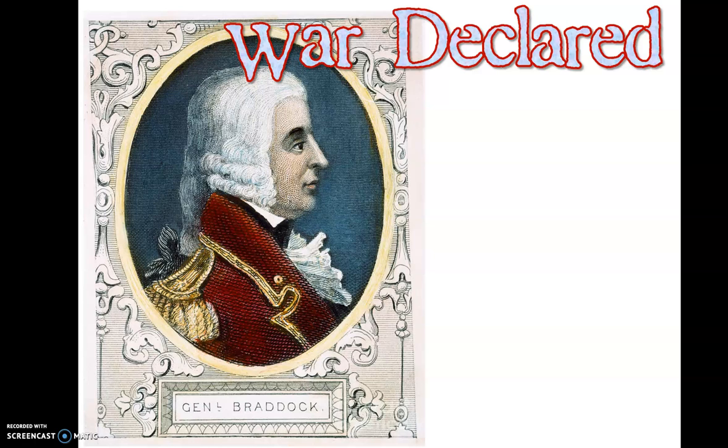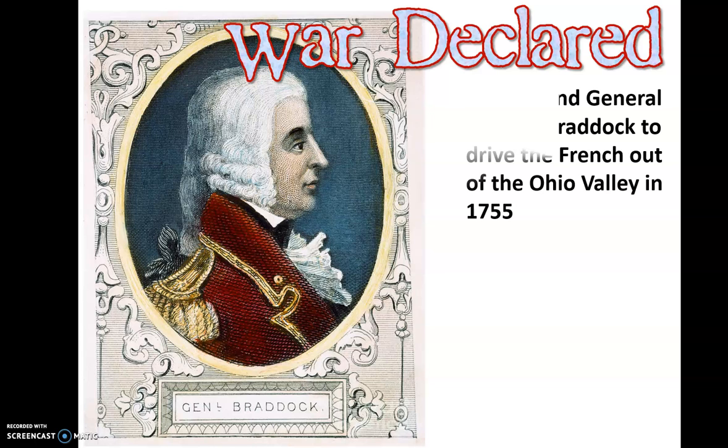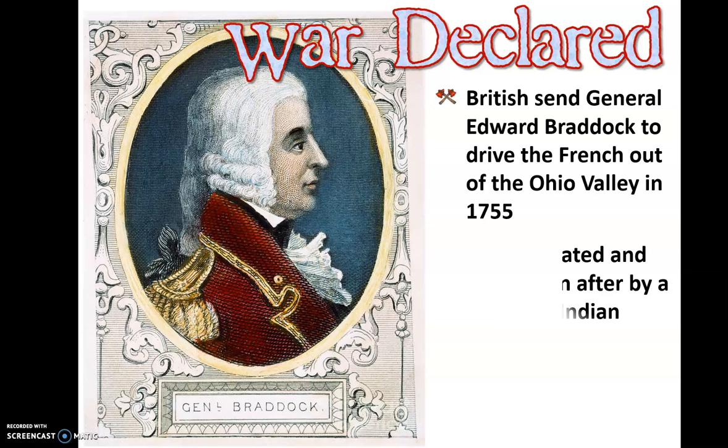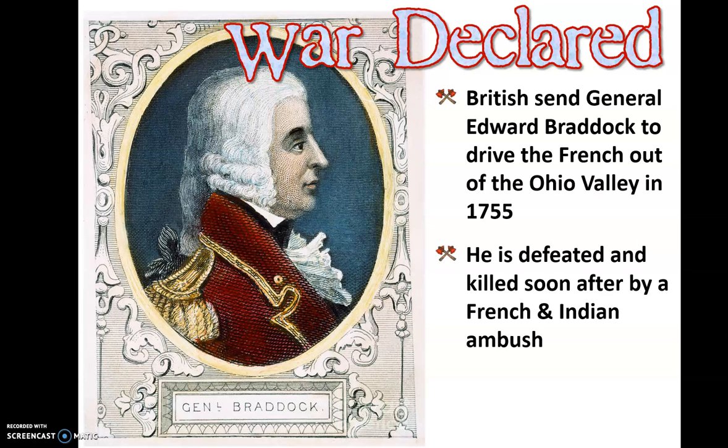The British aren't going to give up. As we know, we talked about this muscle contest and who is the most powerful country in the world. So because they're not giving up, they send in an established military officer, General Edward Braddock, to drive the French out of the Ohio River Valley in 1755. So this is their second attempt. Like George Washington, he is defeated, but he is also killed. So he wasn't like George Washington, who was able to get away and his life was spared. He unfortunately was killed by a French and Indian ambush.